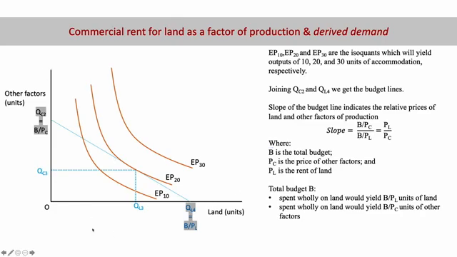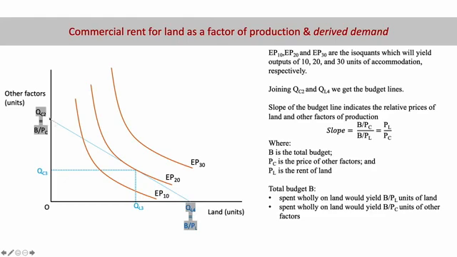In this graph, we have tried to draw the budget constraint line along with the isoquant line, because we understand that the combination in which we can combine other factors and land is determined by the budget. As we discussed earlier, the budget line is the constraint on budget.